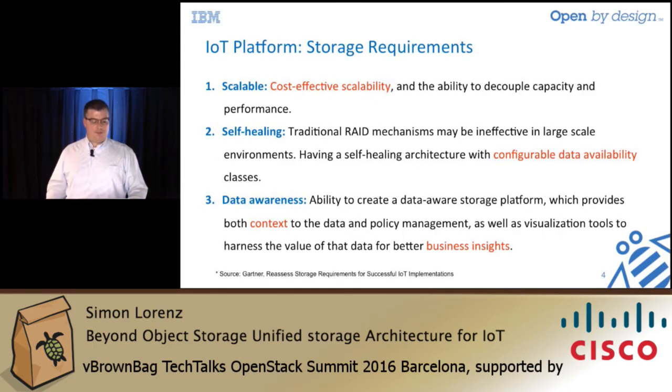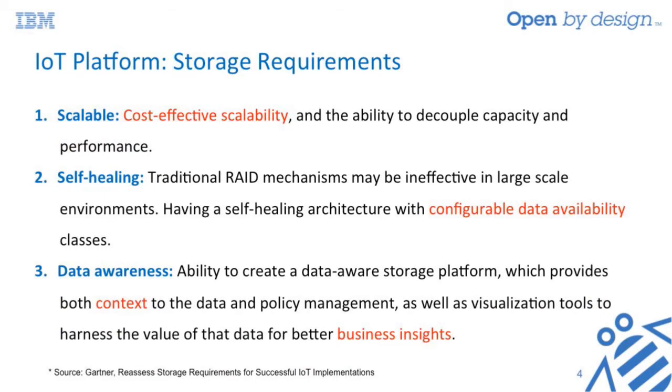But what are the primary storage requirements for an IoT platform? Gartner studied systems used for IoT and came up with three points that are needed for a storage system to be used in the IoT space. First of all, we need scalability, a cost-effective, scalable platform that's able to decouple capacity and performance. That more or less means that with increasing capacity, we want to have stable performance.